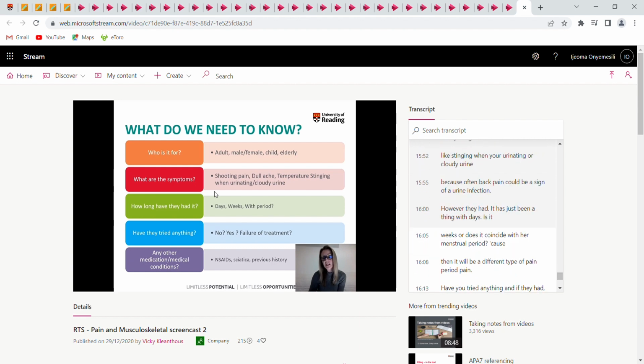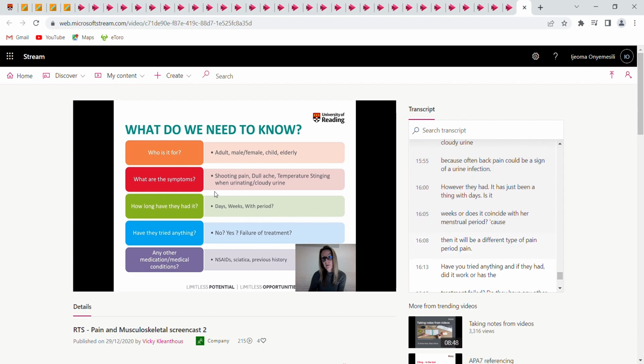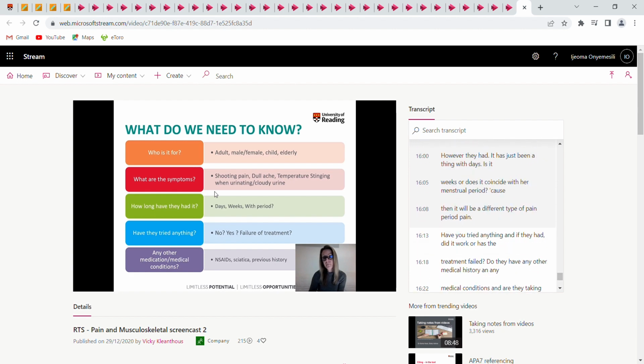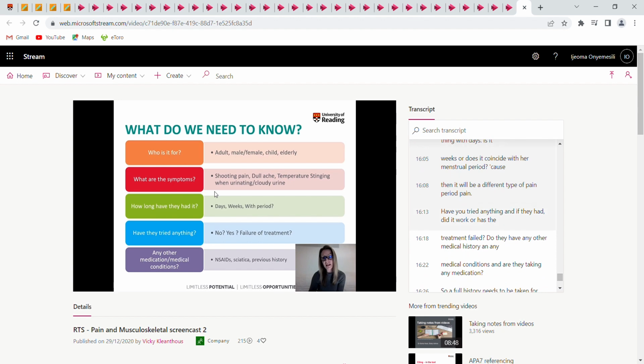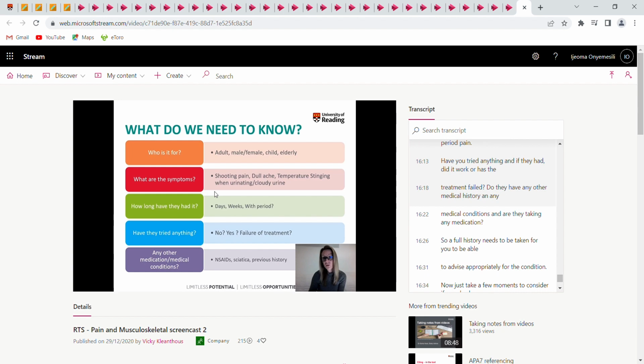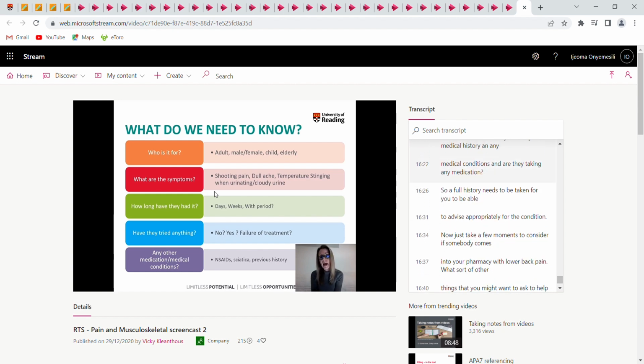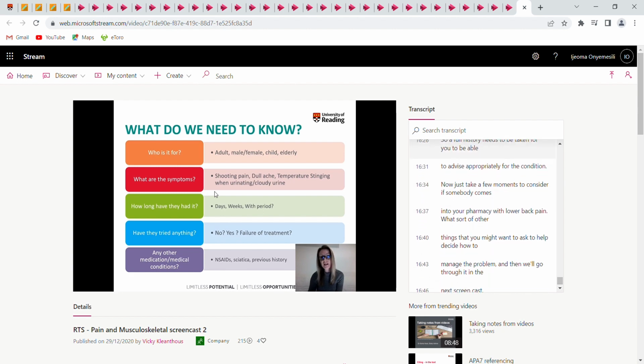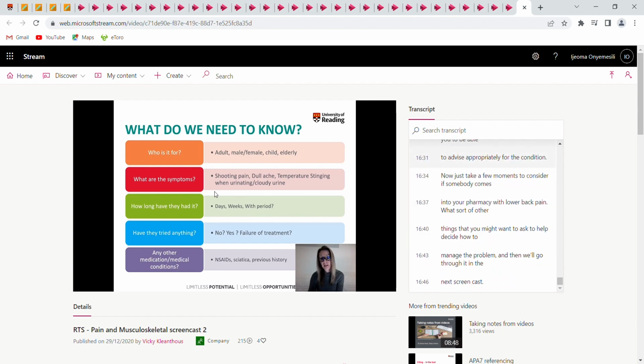How long have they had it? Has this just been a thing of days? Is it weeks? Or does it coincide with a menstrual period? Because then it will be a different type of pain, period pain. Have they tried anything? And if they had, did it work? Or has the treatment failed? Do they have any other medical history and any medical conditions? And are they taking any medication? So a full history needs to be taken for you to be able to advise appropriately for the condition.